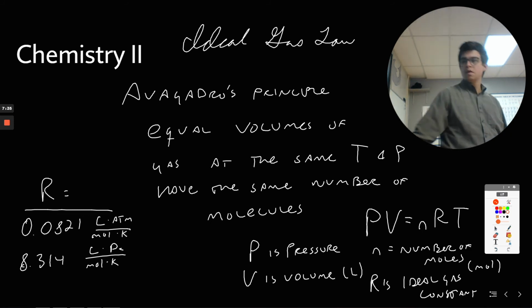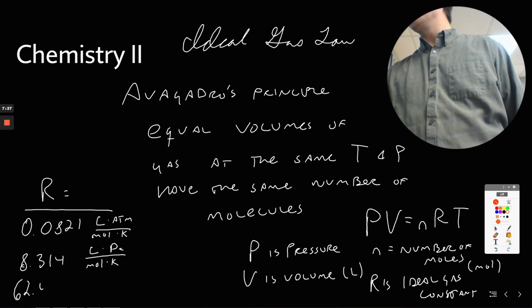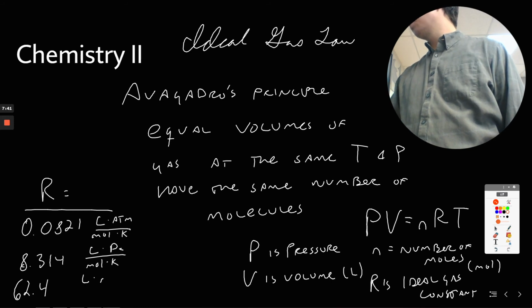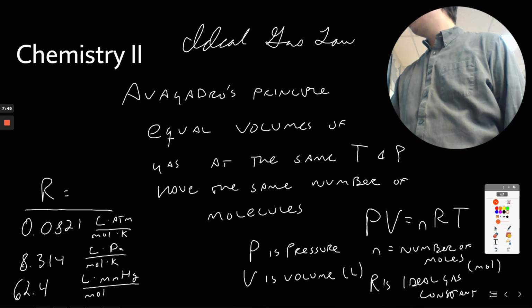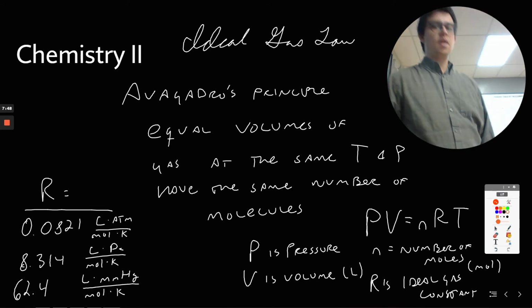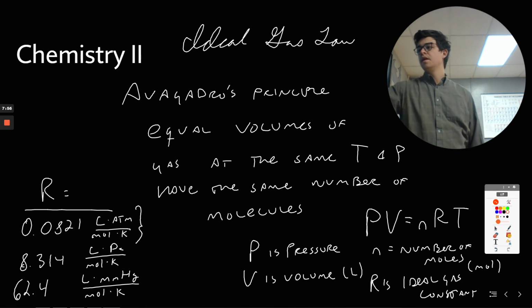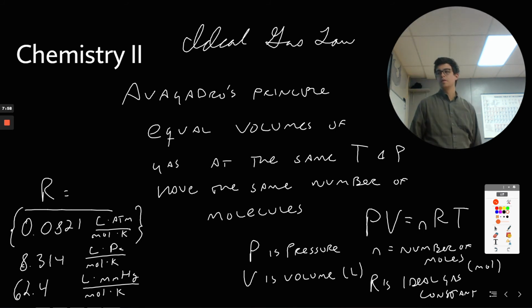And then this one is the one I use the least frequently: liters millimeter of mercury per mole Kelvin. And these constants will be provided for you anytime you're using this calculation. If you're going to memorize one, I would memorize this one. This is the one that is used most frequently, or at least that I've seen used most frequently.